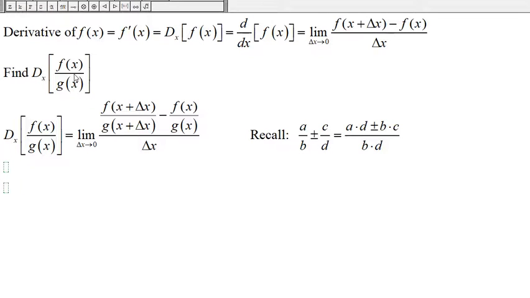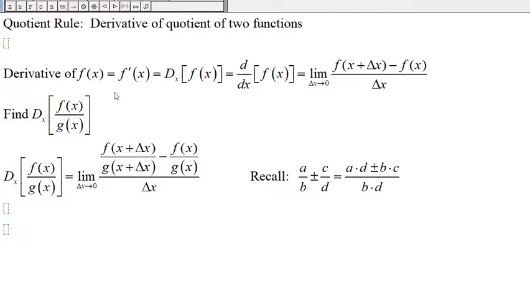Here we have the quotient of two functions, f of x divided by g of x, and we want to find the derivative, find the formula for the derivative of a quotient of two functions. And once again, by definition, the derivative of f of x, sometimes we use the f prime notation, and then sometimes we use this type of notation, and then sometimes we also use this type of notation.